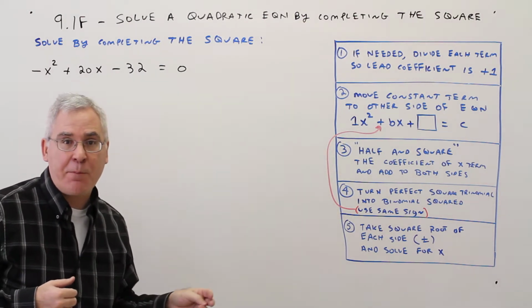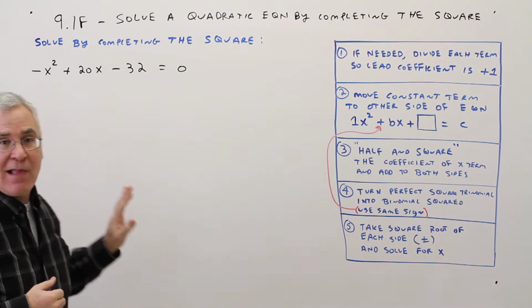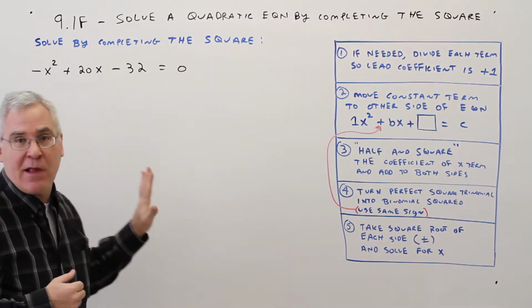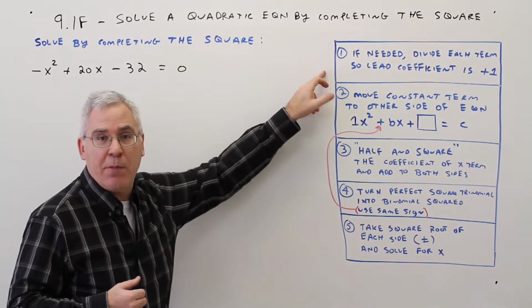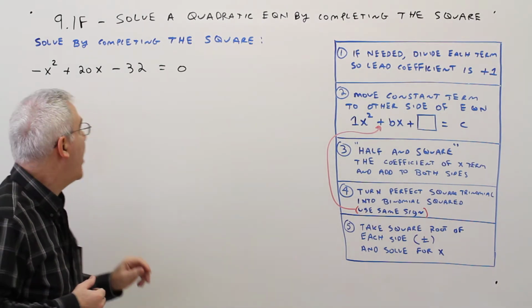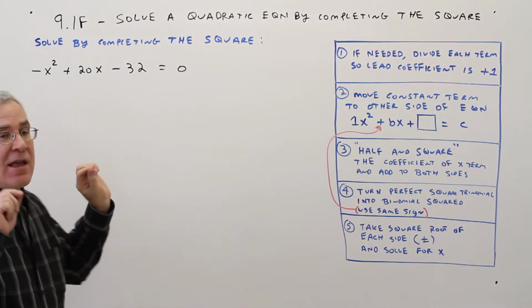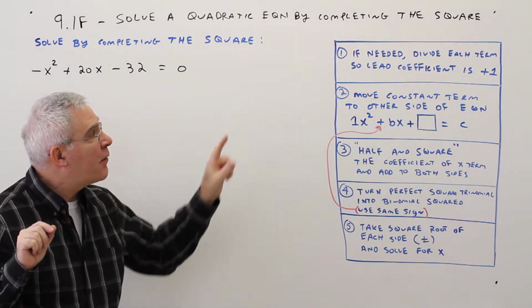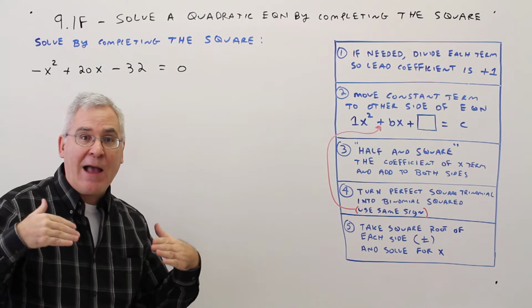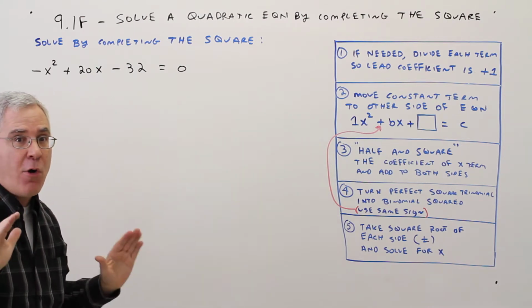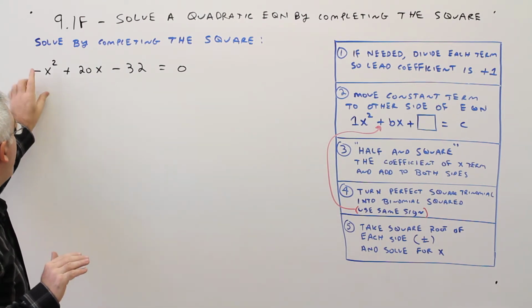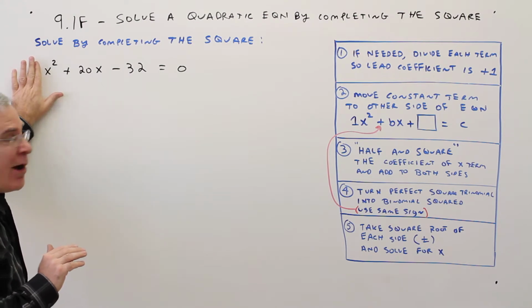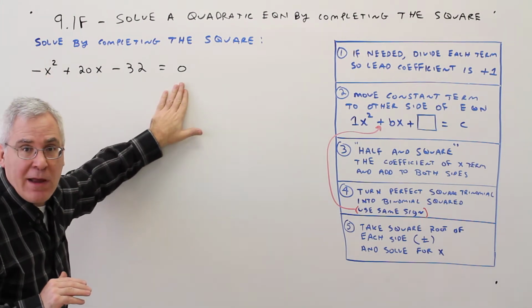Okay, I'll go through this step by step. This problem is slightly different than your example. All I did was I changed the signs so we could better learn about step 1. So step 1. If needed, divide each and every term so that the lead coefficient is positive 1. This technique only works in those cases. So for example, if you had a 2x squared, you divide every term by 2.